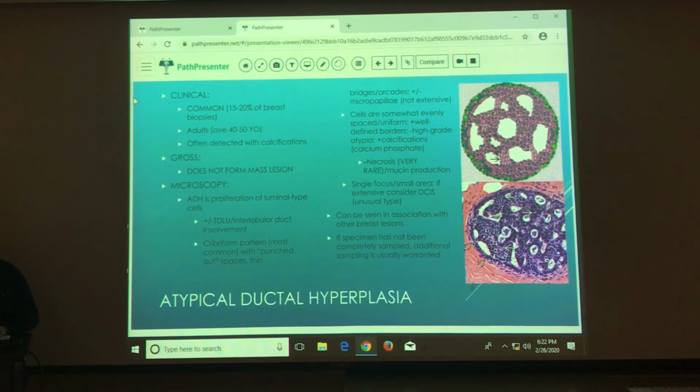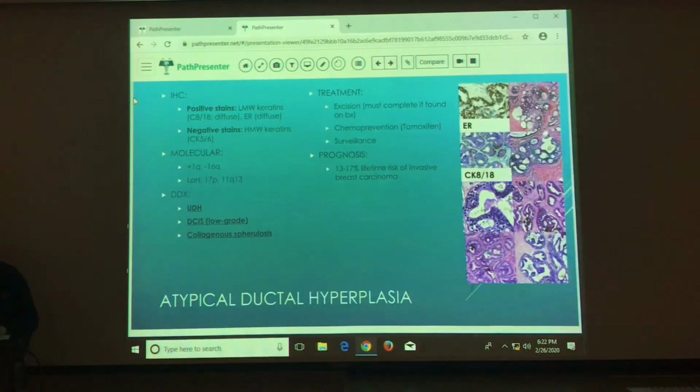Obviously in association with other breast lesions, so we were having a debate about UDH. And if you have ADH and you haven't completely submitted the specimen, guess what you get to go do? If that's the worst thing you have, you get to go back and submit more or all of it.